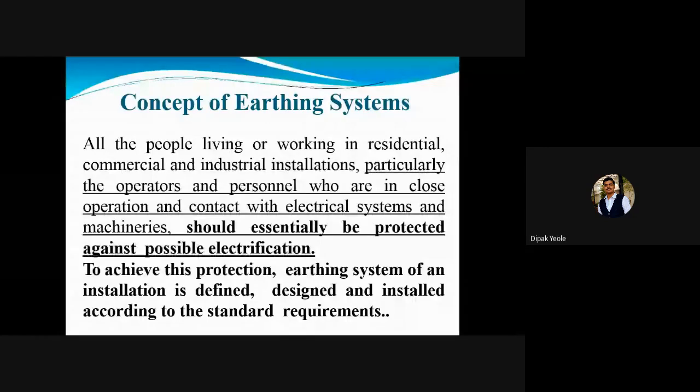Yes, to achieve this protection, the earthing system of an installation is defined, designed and installed according to the standard requirements. So for this protection, for the electrification process, we have to protect, and how do we have to protect? We have to develop the earthing system. For this earthing system, we have to first define where we have to use the earthing system. After that, we have to design this earthing system.